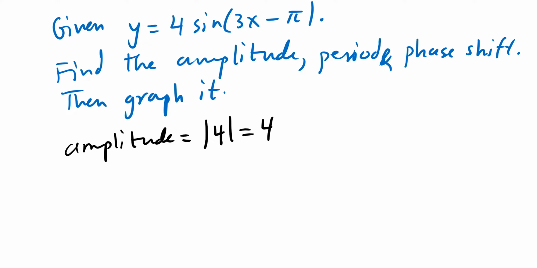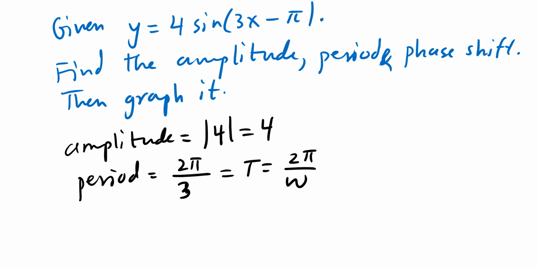Phase shift, or the period. What's the period here? 2 pi over omega. Omega in this case is 3. That's the period, T, that's the 2 pi over omega. That's the period, 2 pi over 3. Okay, and what else do we have?